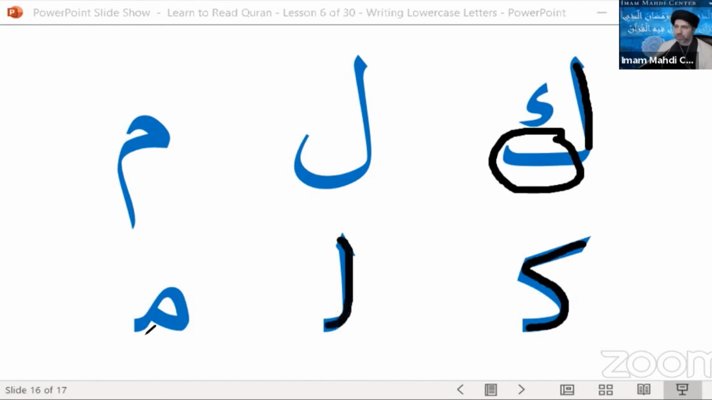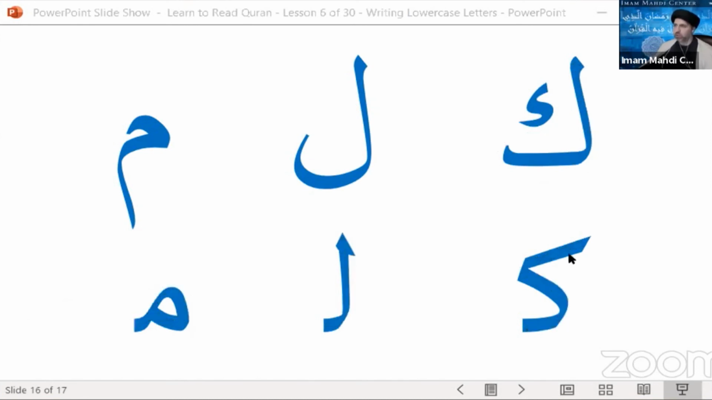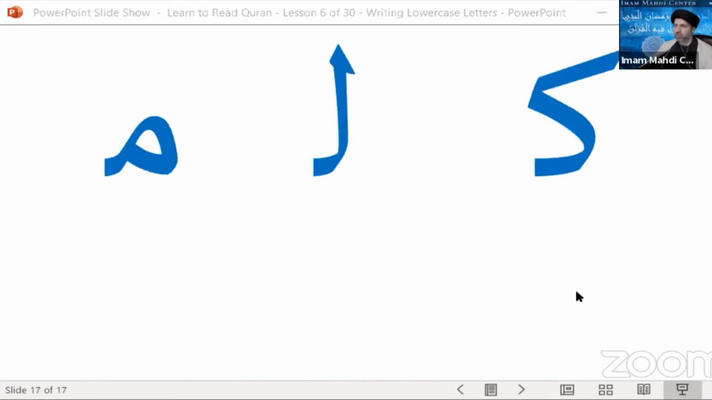And when we write the mim, you can write it in a couple of ways. One is that you start from here and go counterclockwise like that with the small extension. Some people also write it in this way, where they go clockwise and then give a small extension that way. Both are okay. So now we're going to write it ourselves. First, we're going to start with the kaf. We're going to give it that bent top, and then we're going to give it a flat base. That's the kaf. Now for the lam, we're just going to come straight down with a little extension to the left, and that's the lowercase lam.